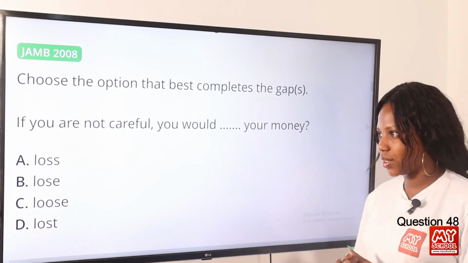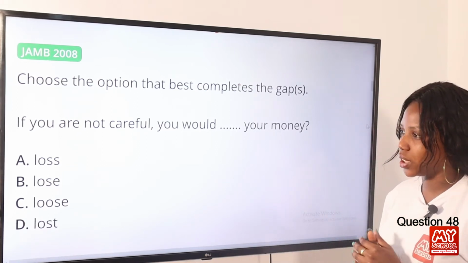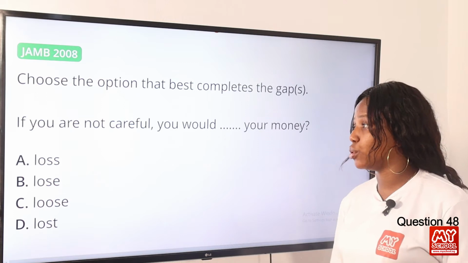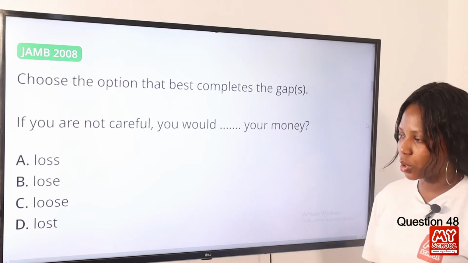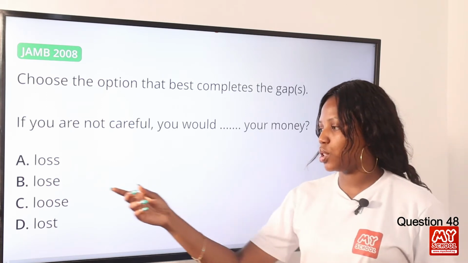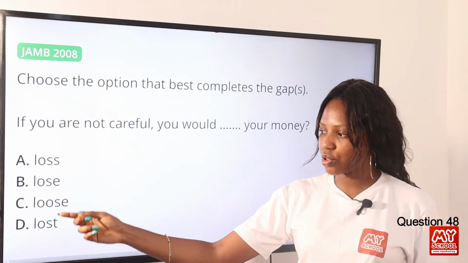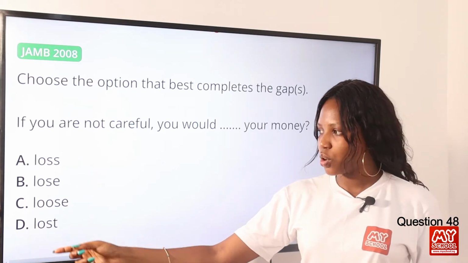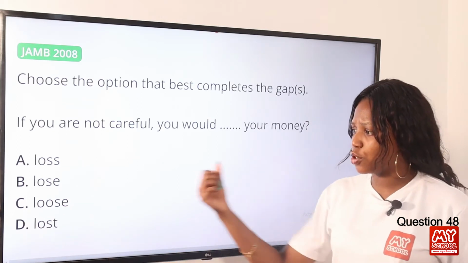Question 48. Choose the option that best completes the gap. If you are not careful, you will dash your money. Option A, loss. Option B, lose. Option C, lose. Option D, lost. So the answer to this question is option B.